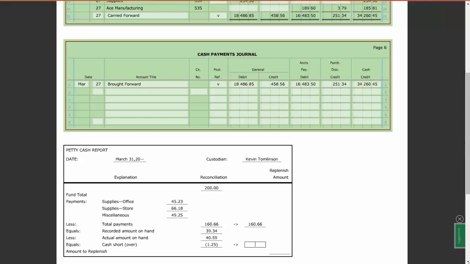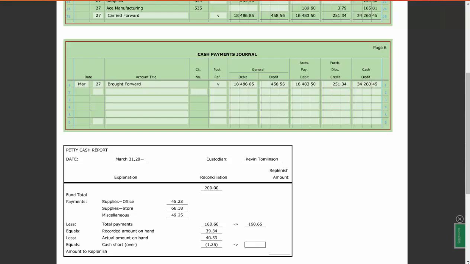So, the total receipts that we had is 160.66. In the past, we just would have written a check for 160.66. But if I write a check for 160.66 right now, will my fund box have $200 in it? What would it have in it? You would be over by $1.25. It would be $201.25. And I don't want that.